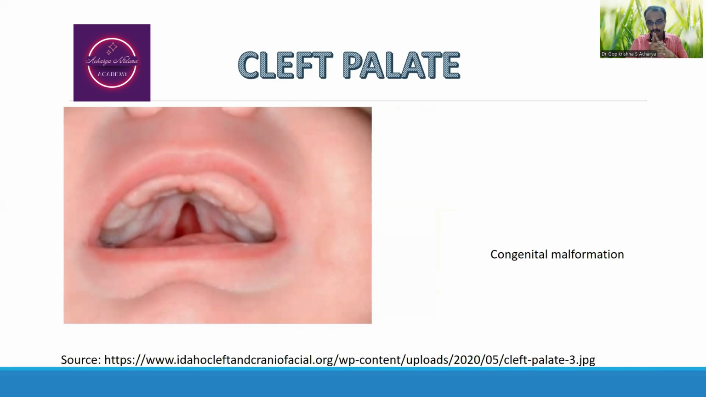When you see this, this is considered to be cleft palate. When you see the oral cavity, in the palate region we can see the nasal portion also. Again, this is considered to be a congenital malformation, that means a birth defect, due to a developmental defect observed in fetal development.